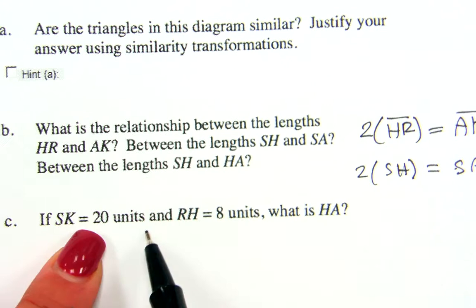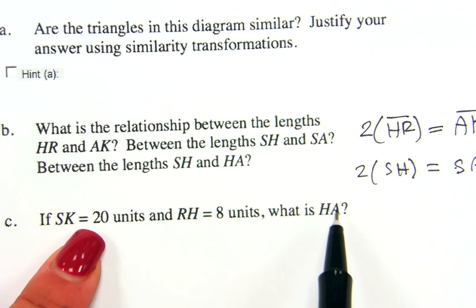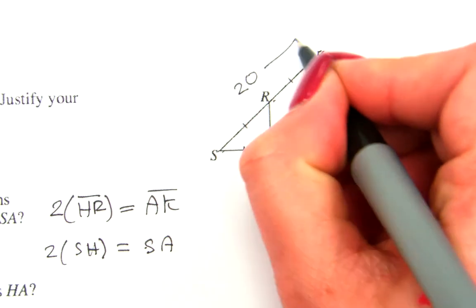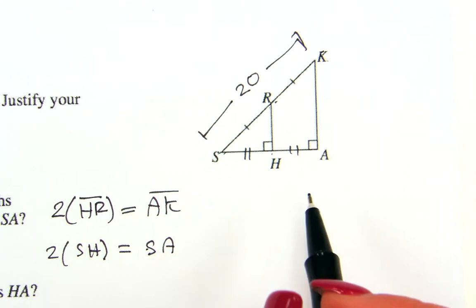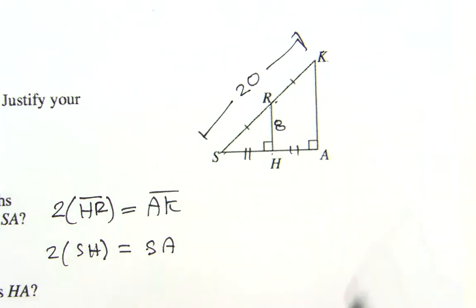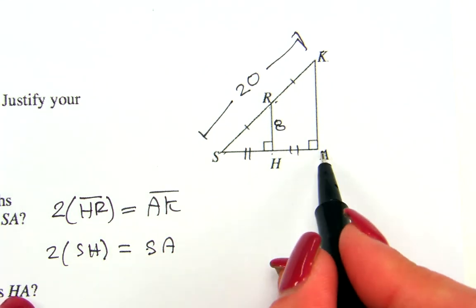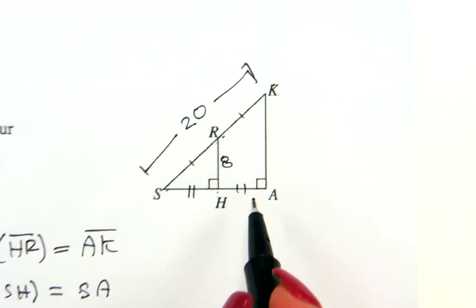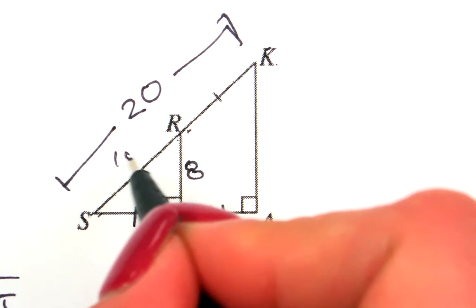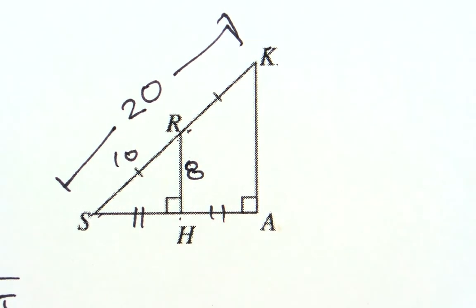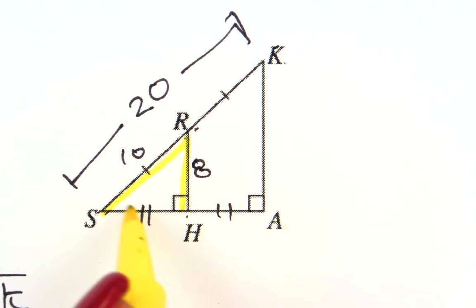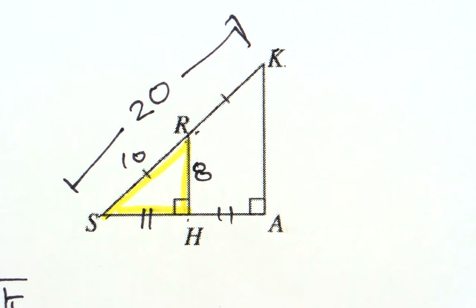Okay, so now it says if SK is 20 and RH is 8, what is HA? So if SK, the whole thing from here to here, is 20, and RH, R to H, is 8, this part right there, then the question is, what is HA, this part down here? When you're looking at the triangle itself, if the whole thing is 20, then that has to be 10. So just for this little tiny triangle right here, we can figure out what the bottom part is.